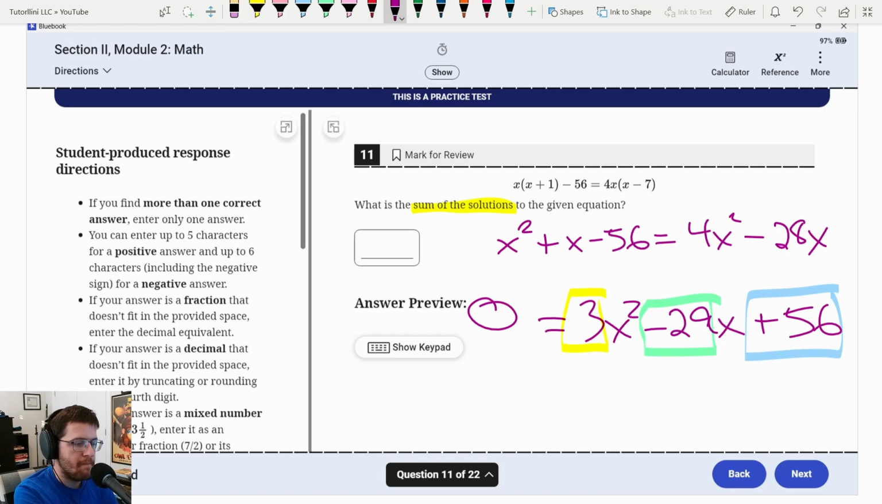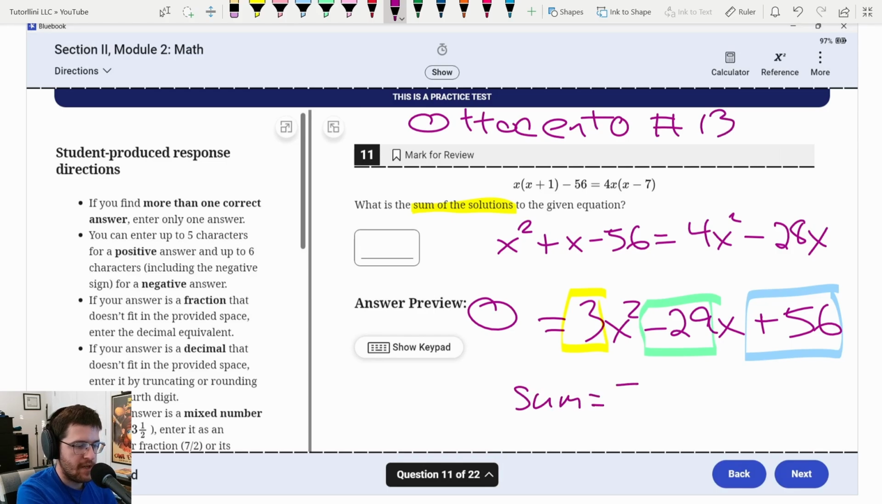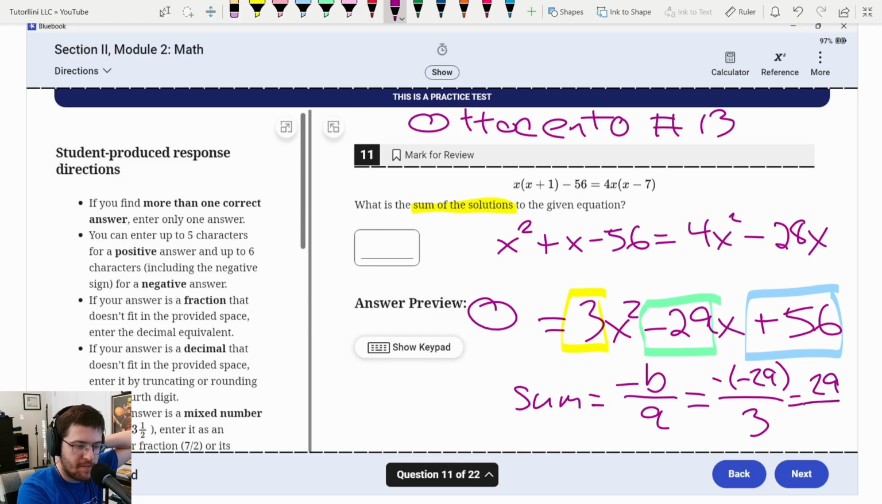So I'm going to use one of Vieta's formulas, which I go over in my Ottocento on basic quadratics, Ottocento number 13. Really important, you have to know these formulas by heart. So the one that's involved in this question is sum equals negative b over a. So the sum of the solutions is equal to negative b over a, so negative 29 over 3. Negative negative 29 is just 29, so I get 29 over 3. You can check on a calculator. I don't think that simplifies. So the answer is 29 over 3.